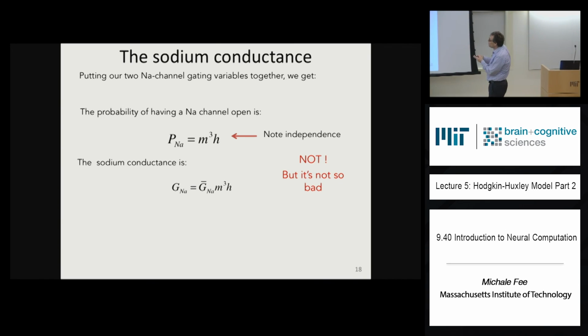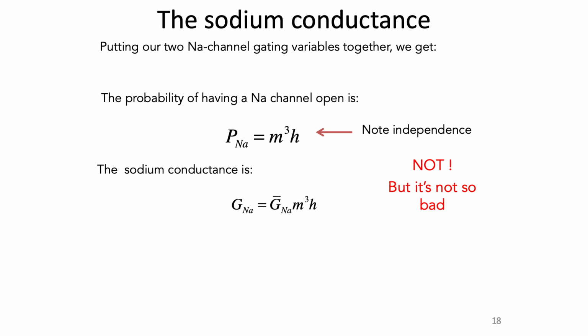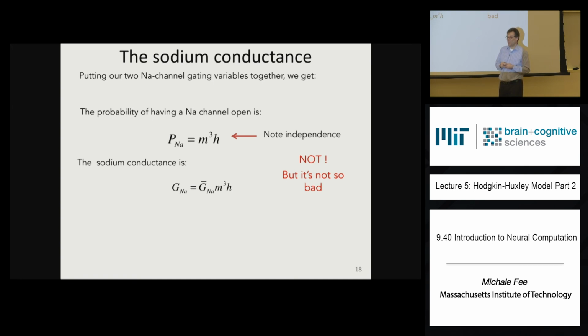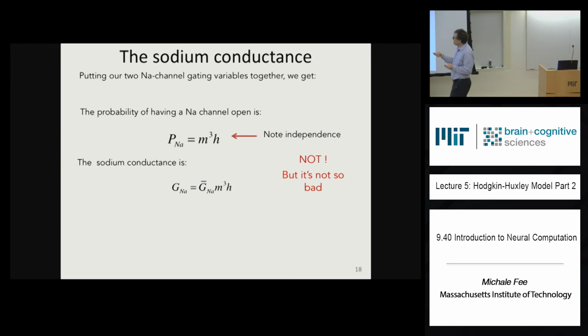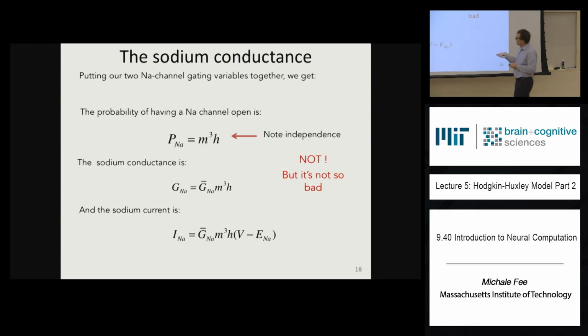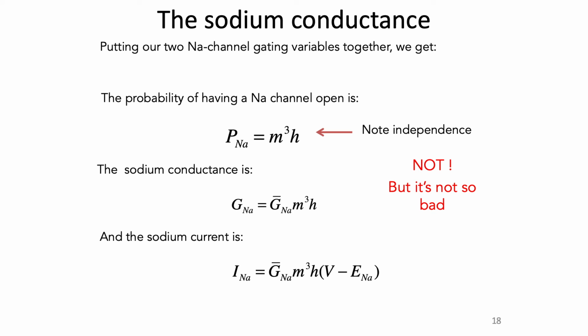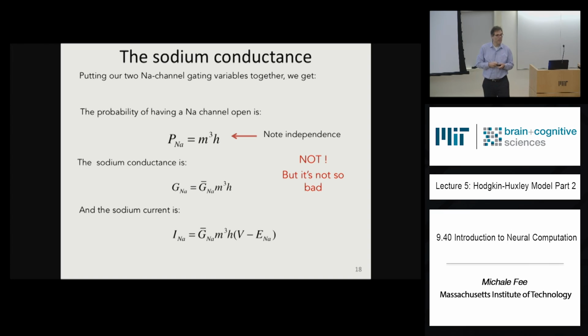We can write down the sodium conductance as just the conductance of the sodium channel when it's all the way open times m cubed h. Yes? So, do we know what the inactivation particle is? Yeah, we're going to see in a second. I'll show you exactly what it looks like and where these mutations are that have this effect on the inactivation. So we can write down the conductance, and we can write down the current. The current is just the open conductance times m cubed h times the driving potential. And that's our sodium current.